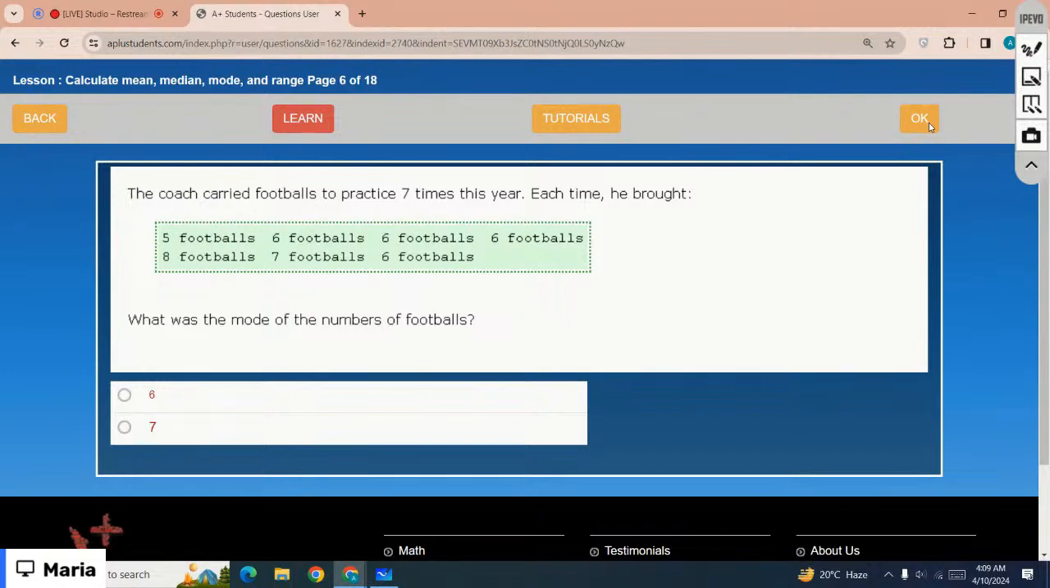The correct option is, you have to find the mode. Mode is the number that appears the most of the time in the data. So, I think 6 is the mode, because 6 appears 1, 2, 3, 4 times. So, 6 is the mode. The correct option is 6.